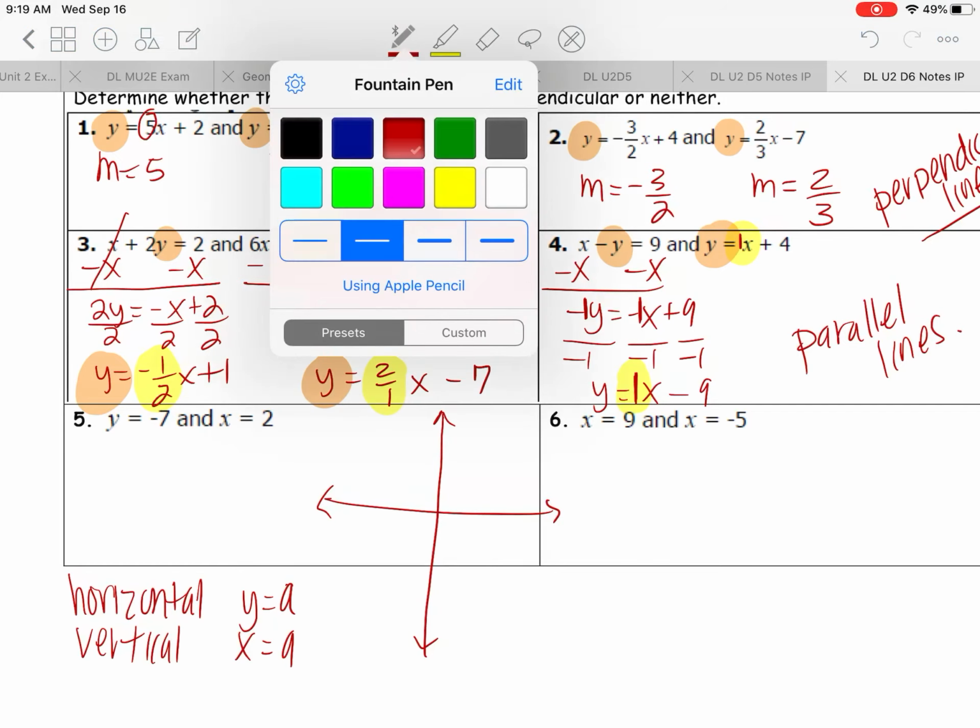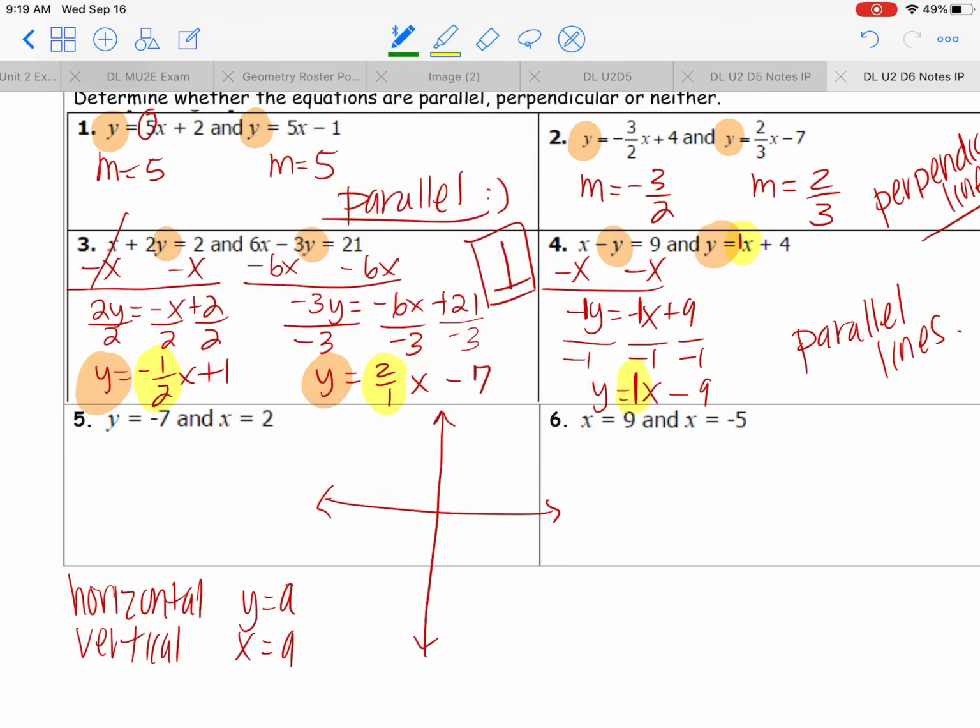I go to the y. On the y-axis, I go to the negative 7. So negative 7 is like about right here. And I draw a horizontal line. And then I have x equals 2. So I go on the x-axis, I go at 2. And I draw a vertical line. So what do you notice? When we have a horizontal and a vertical line, what do you notice here? Very good. These lines are going to meet at a 90-degree angle because of the direction of them, right? And both of these lines are going to be perpendicular.